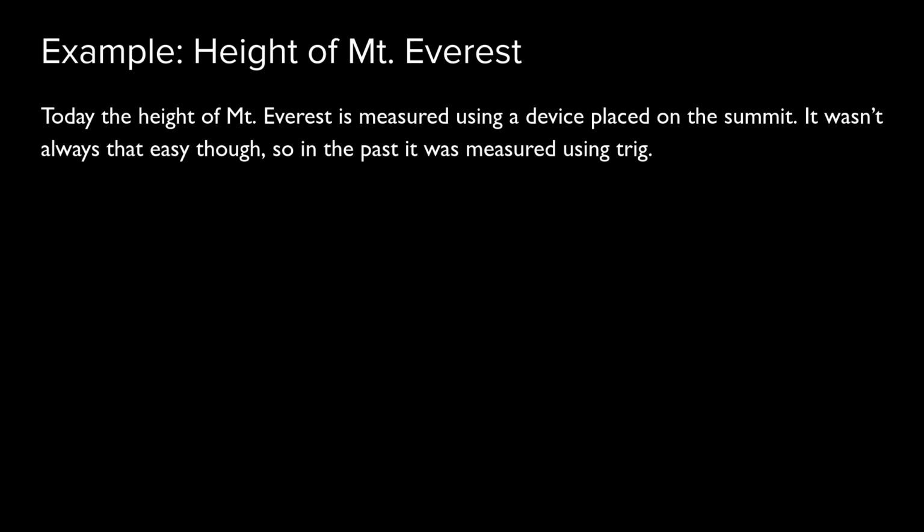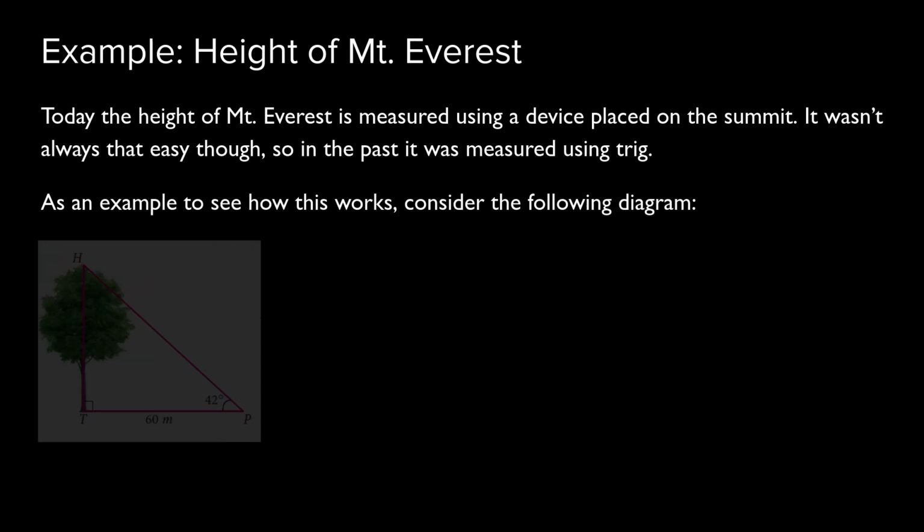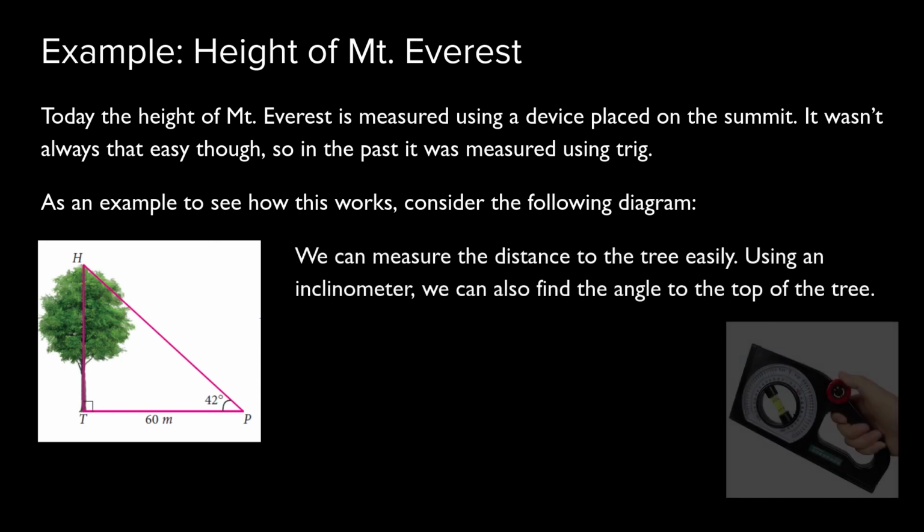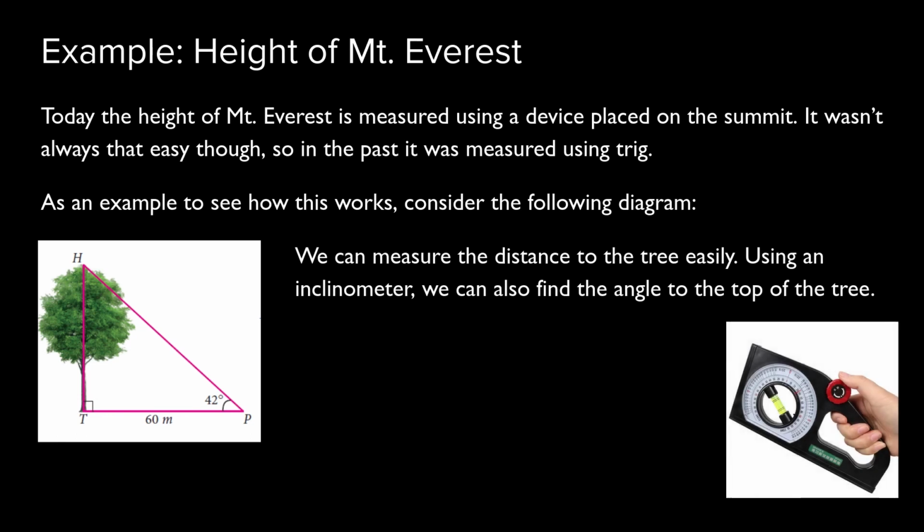So in the past, people had to measure the height of Mount Everest using trigonometry. As an example to see how this works, consider this diagram right here. We have a tree, and we, the observer, are at point P, and we are 60 meters away from the base of the tree at this point. Now we use a device called an inclinometer to find the angle to the top of the tree. This is an inclinometer right here. There are many different versions of it, but this is a cool handheld version. And that can tell us the angle from where we are to the top of the tree relative to the ground. And we're given that that's 42 degrees in this example.